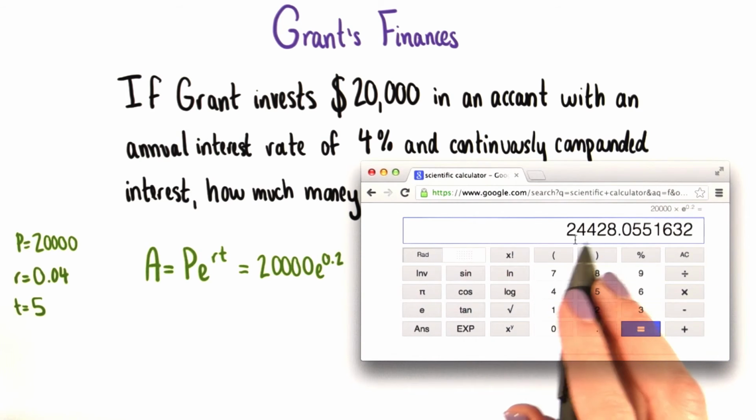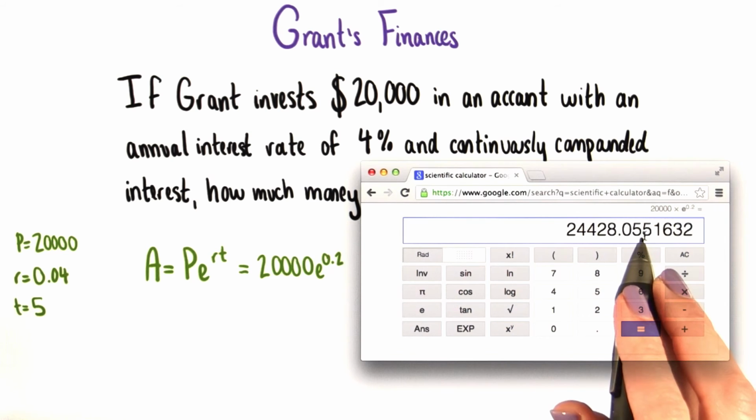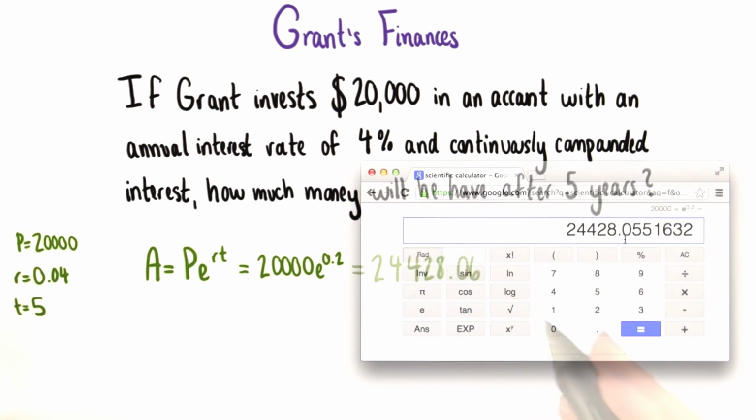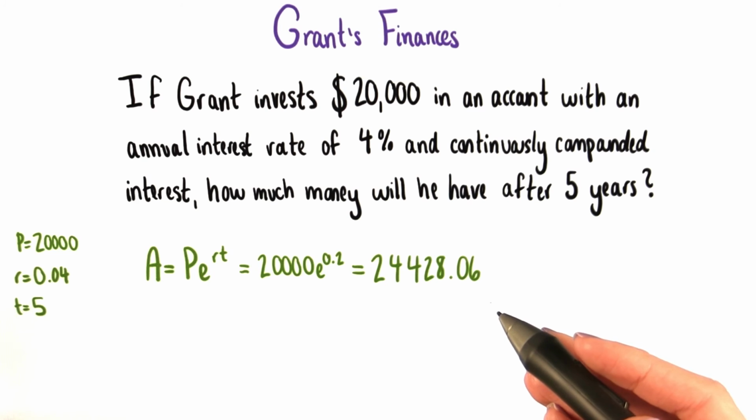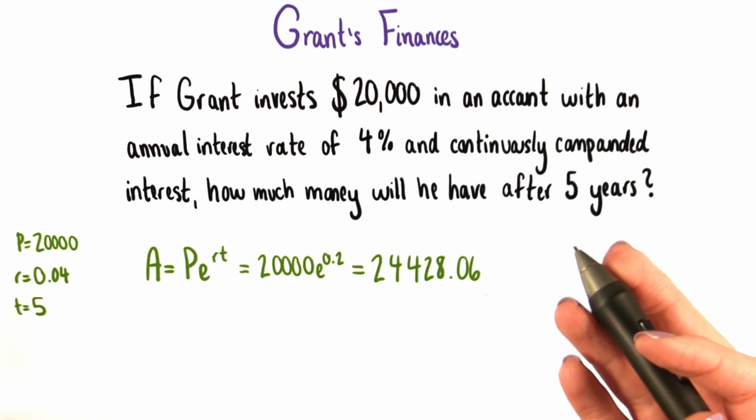We get $24,428 and, if we round, 6 cents. Grant definitely makes some more money with continuously compounded interest than he did with the other options we checked out.